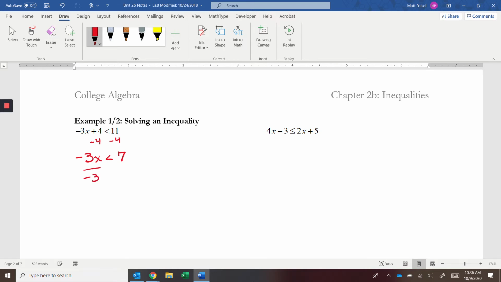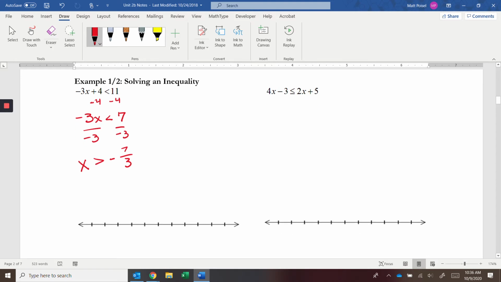And then I'm going to divide by negative 3. Now, if you say this out loud to yourself, you just heard me say divide by negative 3, that means I need to flip the sign. So now, instead of a less than, it becomes a greater than. So my answer is x is greater than negative 7/3. Now, I do want to practice writing it in interval notation also.